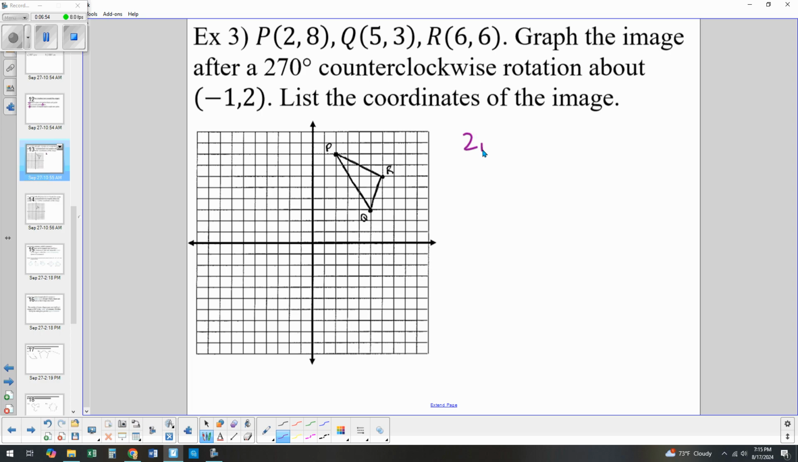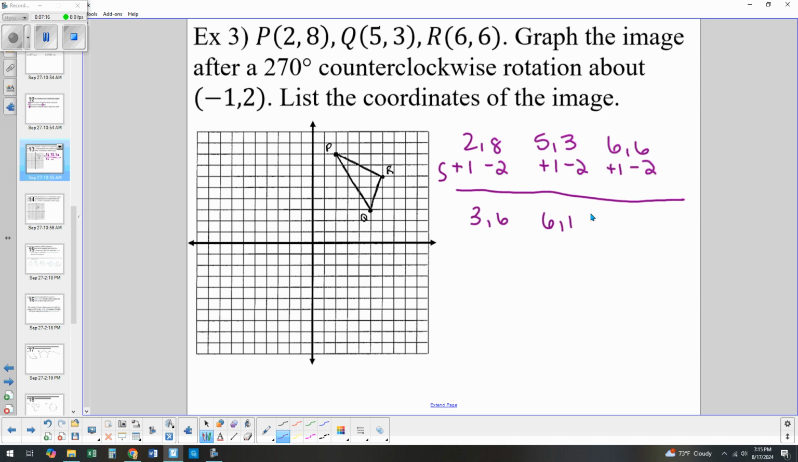So I'm going to start by listing the 3 points, the 3 ordered pairs, and I'm going to subtract -1 and +2. So minusing a -1 is adding, and then -2. So each one's really going to get +1 and a -2 for my subtract row. So this is going to become (3, 6), this is going to become (6, 1), and this is going to become (7, 4).